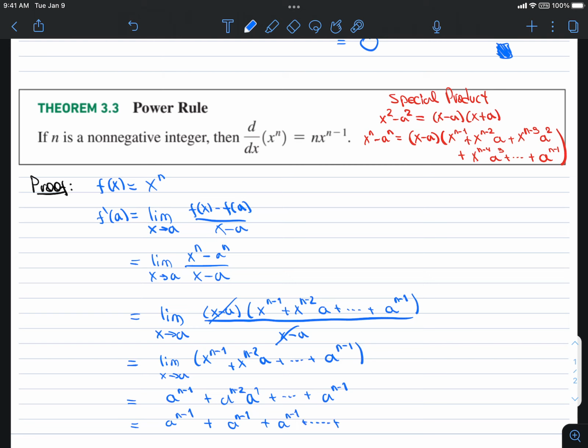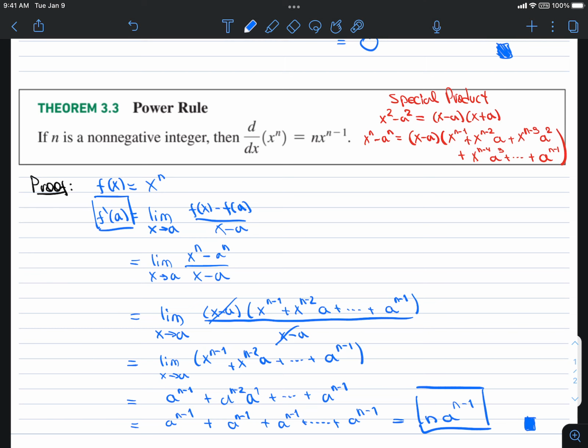So I'm adding all of these terms, but they're all equal. And like I said, there's n of them. Just like in the x squared case, there were two of them. There's n of them. So there's n times a to the n minus 1. So that's exactly what we were talking about before. So the derivative at a is n times a raised to the power n minus 1. This is the proof. I put my little square here as an indication that we're done with that proof.